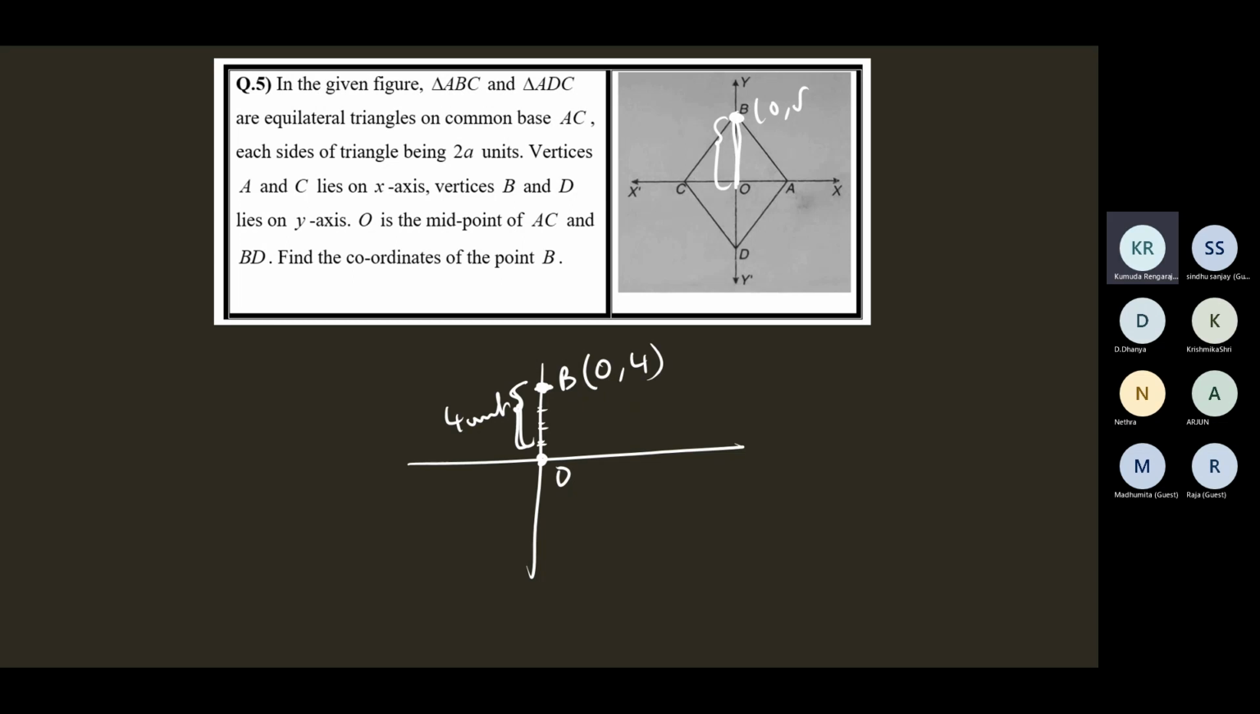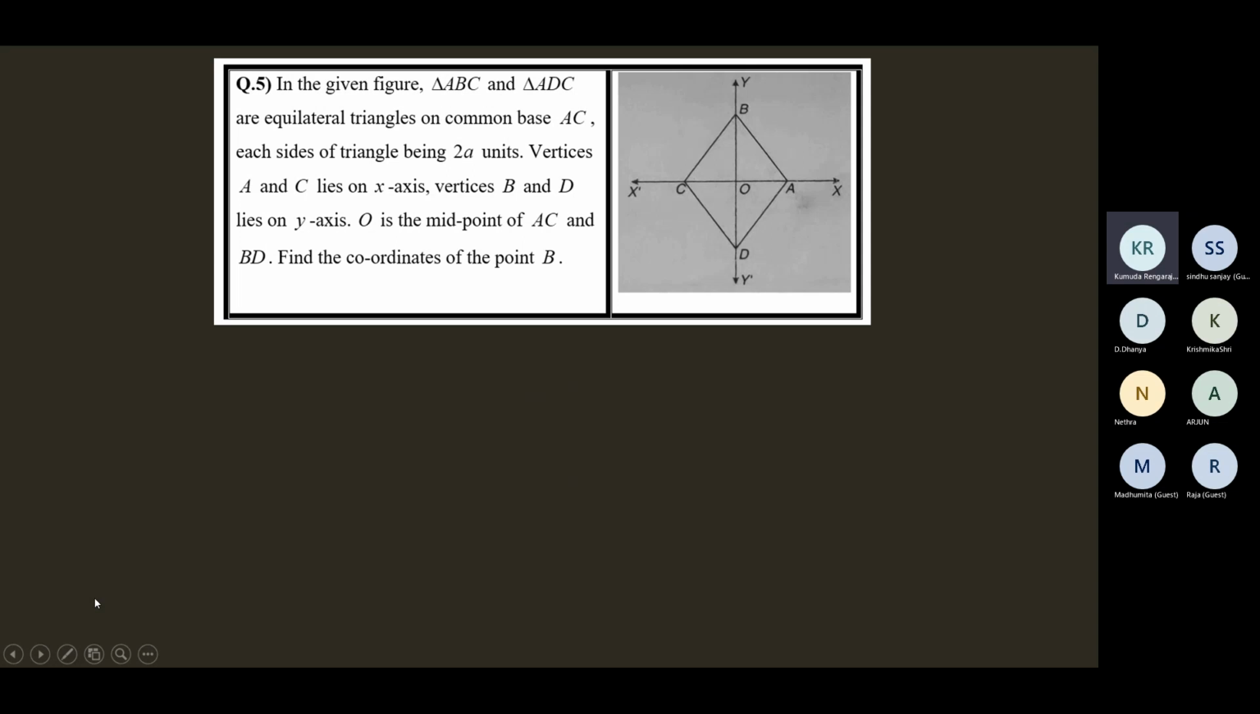So this is one of the ways of working: finding the length of the line segment OB using Pythagoras theorem, and then finding the coordinates of the point B. Another way can be like this. What is OB? OB is the altitude of the equilateral triangle ABC.